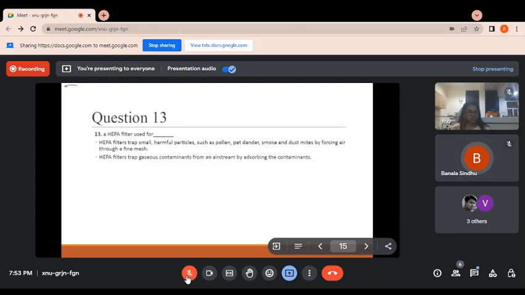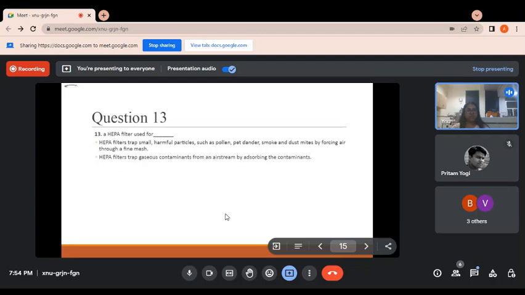Can you repeat? Please unmute yourself. No, actually the right option is the first option. For gaseous contaminants, now. You are muted. So the first option is the right option.